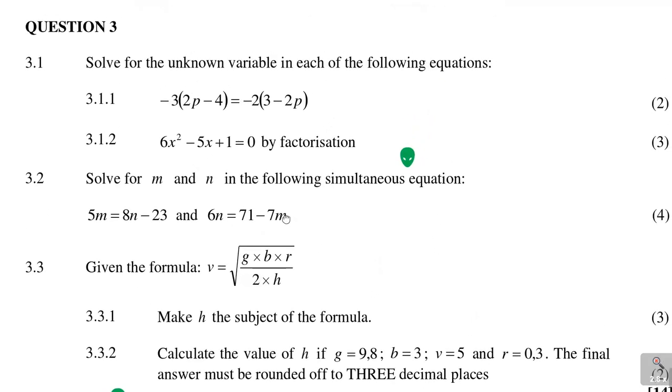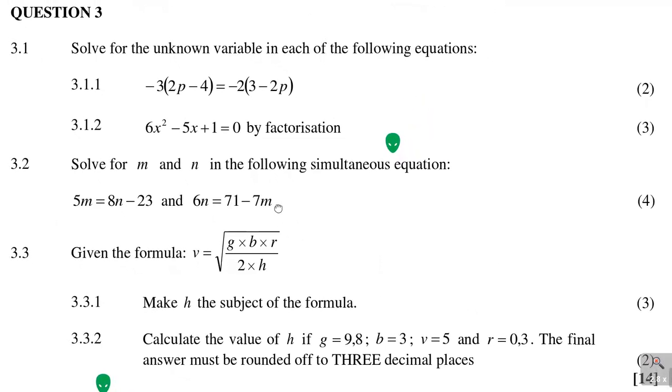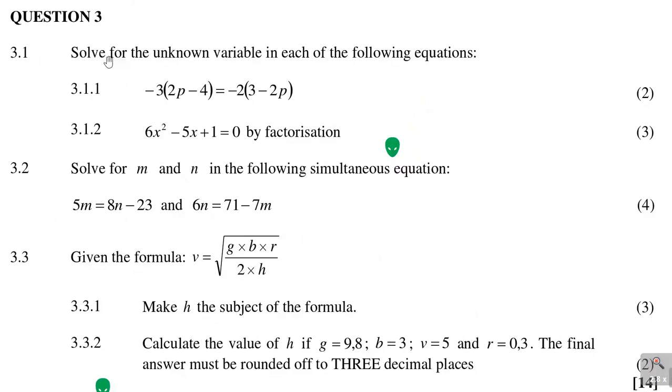So I'm looking at now question number 3, and in question number 3 we are still looking at some algebra. It says solve for the unknown variable in each of the following equations. So we've got the first part, and in here we have got minus 3 multiplying 2p minus 4 is equal to minus 2 multiplying 3 minus 2p. So when you're multiplying, this opens and that opens.